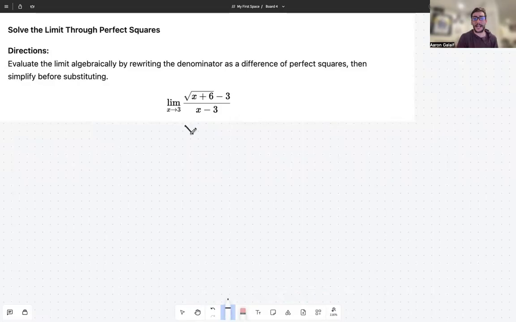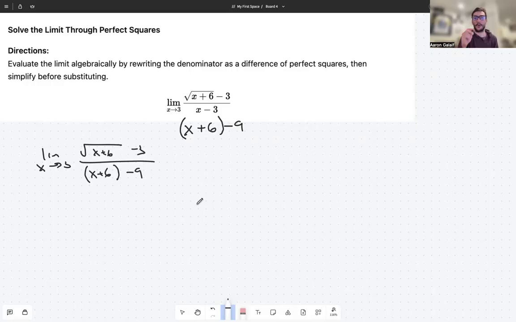So we can see I can rewrite -3 as x plus 6 minus 9. And I'm going to put x plus 6 in parentheses. So that's what we have so far. We have limit as x approaches 3, square root x plus 6 minus 3, all over x plus 6 in parentheses minus 9.